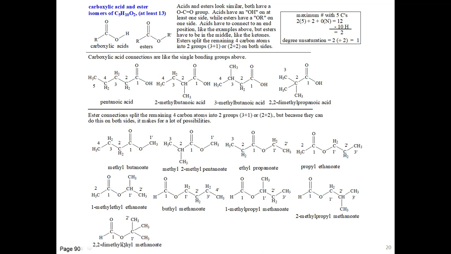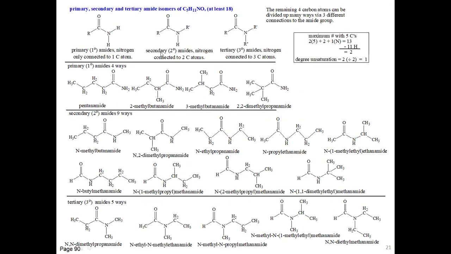So what do we got? 8, 9, and up here we have 4. So that's about 13. That looks good. And the last group we'll take a look at are the amides. There's other groups, but this is enough for us.